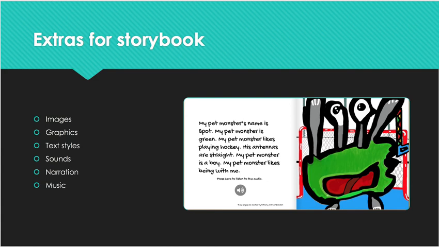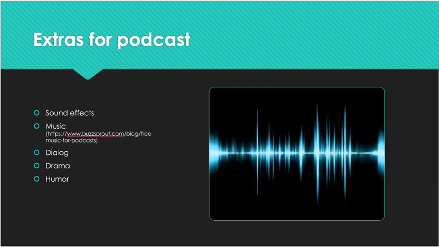Please be available and interested in putting in extras for your storybook. Images, graphics, it lets you change text styles, it allows you to put in sounds and narration, and even include some music in there. Similar kinds of extras for the podcast as well. You can use sound effects, include some music. Again, find some kind of royalty-free music. There's a link here in case you want to use that.